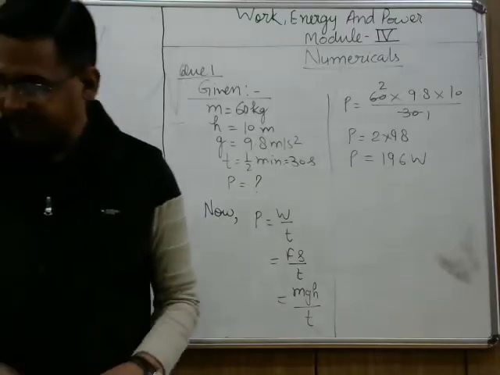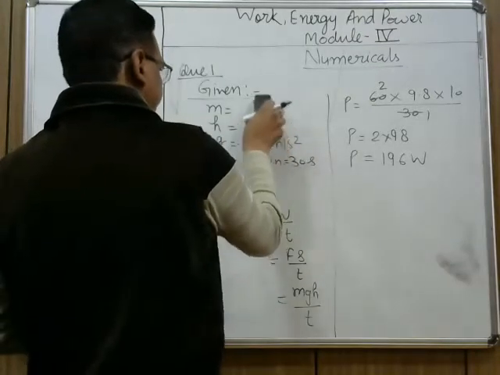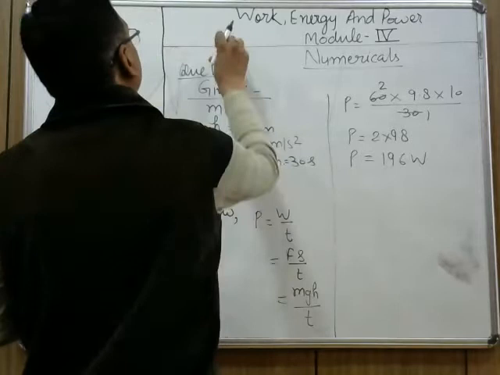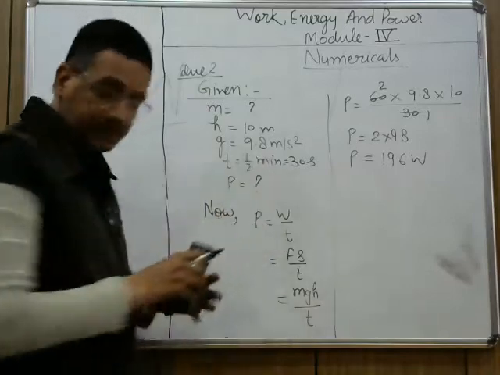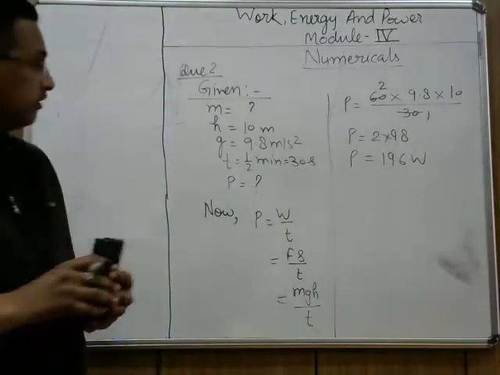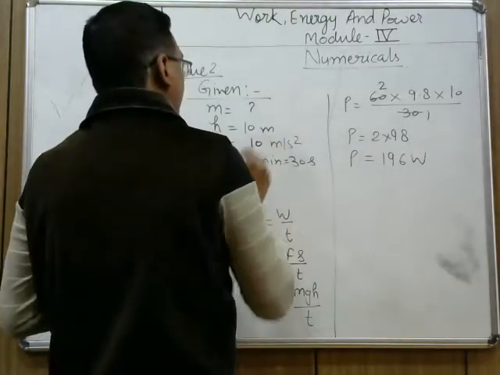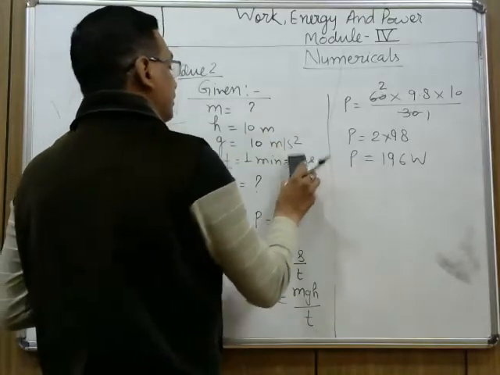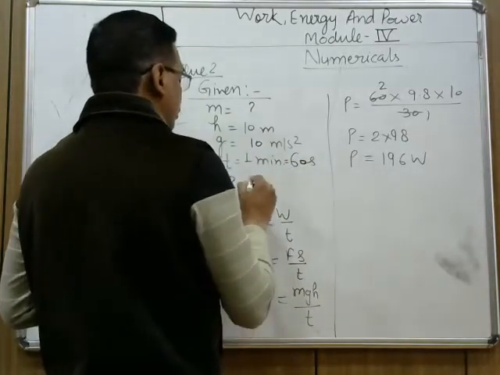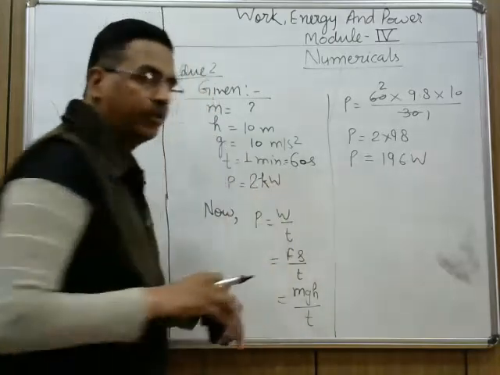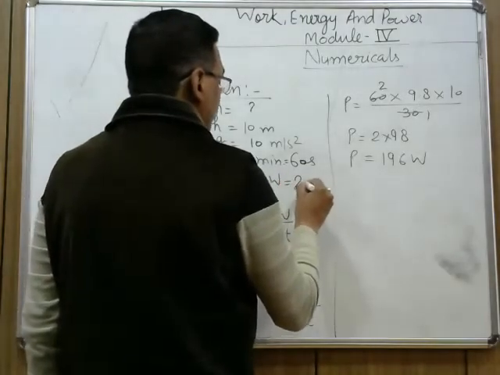Now, see, first we will note down what is given to us. Mass, it is required. Height is given 10 meter. g is given 10 meter per second square. Time is given 1 minute, that is 60 seconds. Power is given 2 kilowatt. Now, as you know, in 1 kilowatt there are 1000 watt. So, in 2 kilowatt there will be 2000 watt.